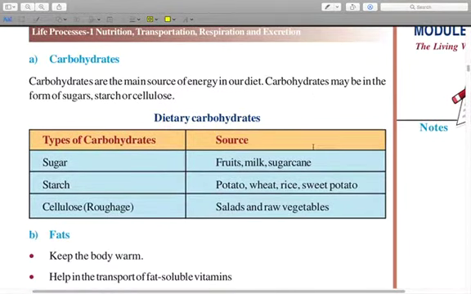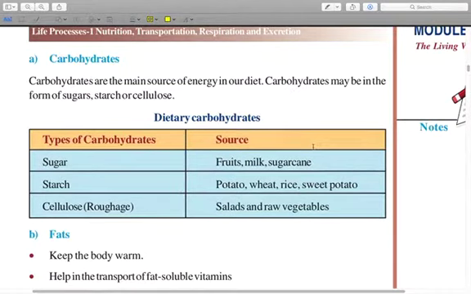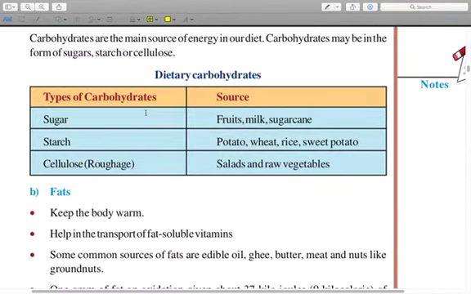Initially, first we'll see about carbohydrates. As I told, carbohydrates are the source of energy. They are the main source of energy in our food. They may be in the forms of sugars, starch, or cellulose. These are some compounds. Don't get confused, just remember the names: sugars, starch, or cellulose. Here they are mentioned with their sources. If you talk about sugar, we get it from fruits, milk, and sugar cane. And starch is a type of carbohydrate, and its sources are potato, wheat, rice, sweet potato, etc.